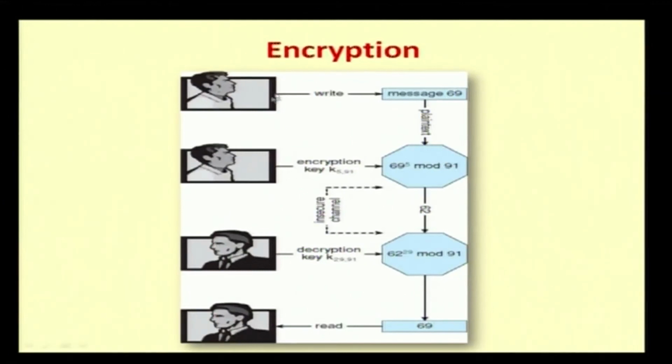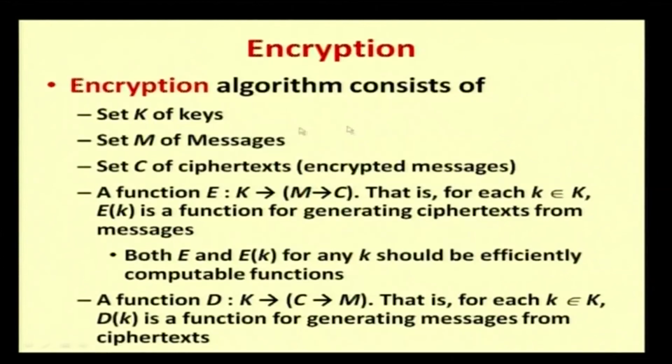So here, this guy is writing a message and it is a plain text, and this sender is encrypting the message using some algorithm, and then sending it, and he is intimating the key to the receiver so that the receiver will decrypt using an algorithm and read the original message. That is called encryption. The encryption algorithm consists of keys and messages, and when you encrypt a message, you call it a ciphertext.